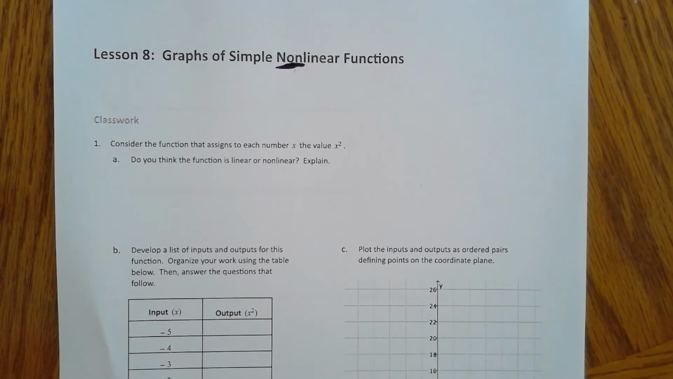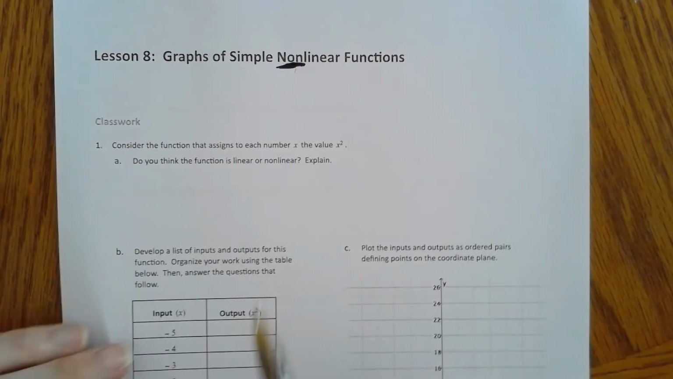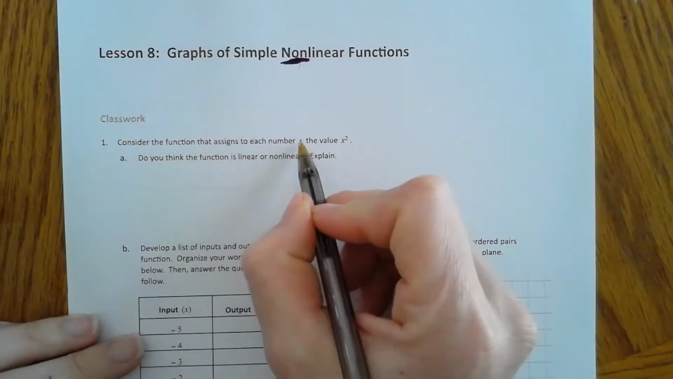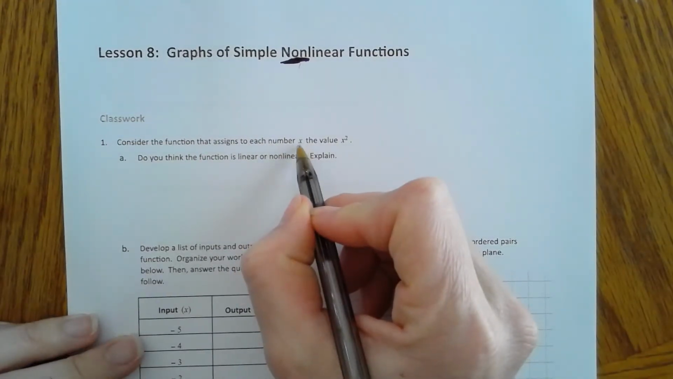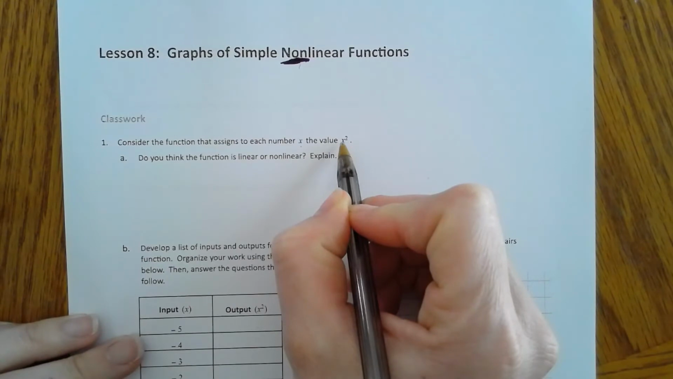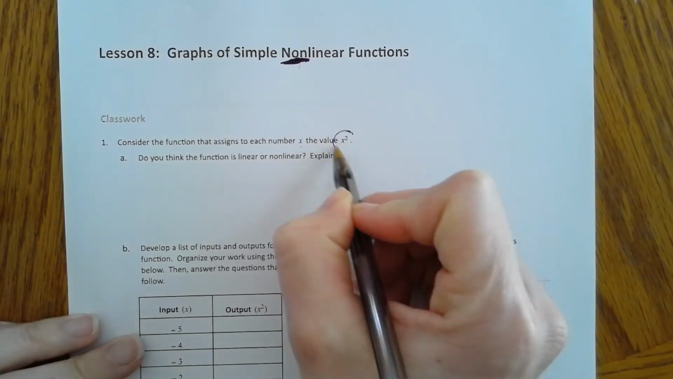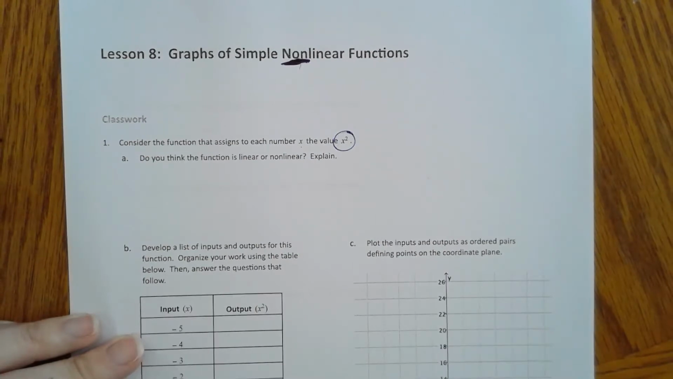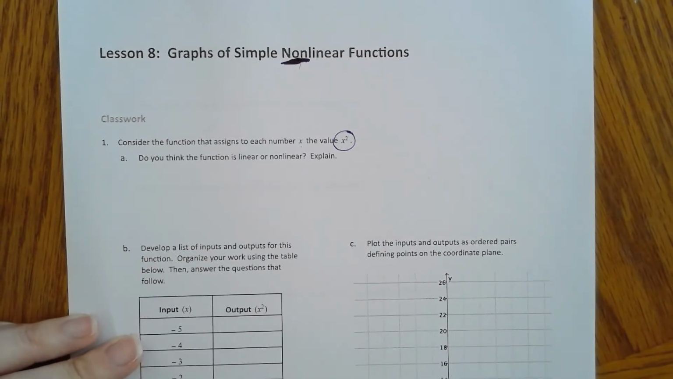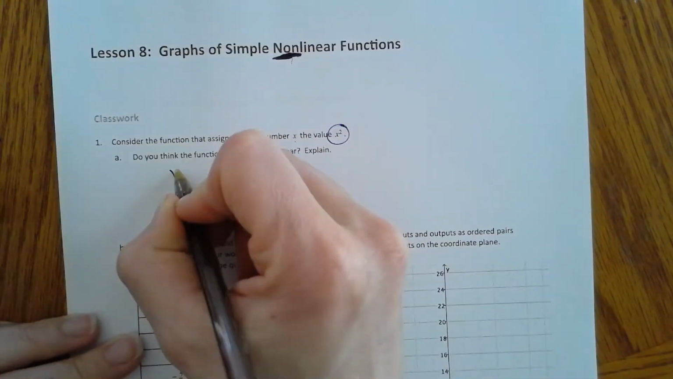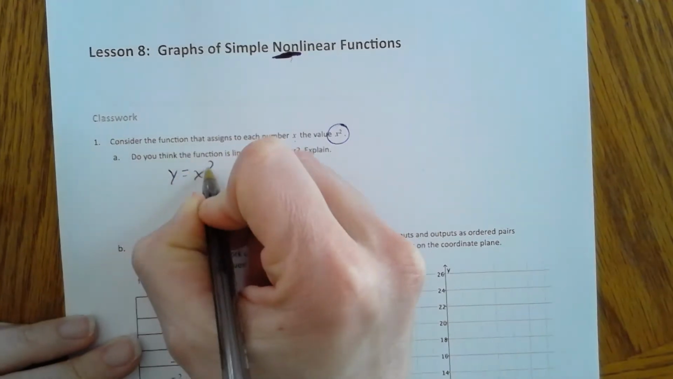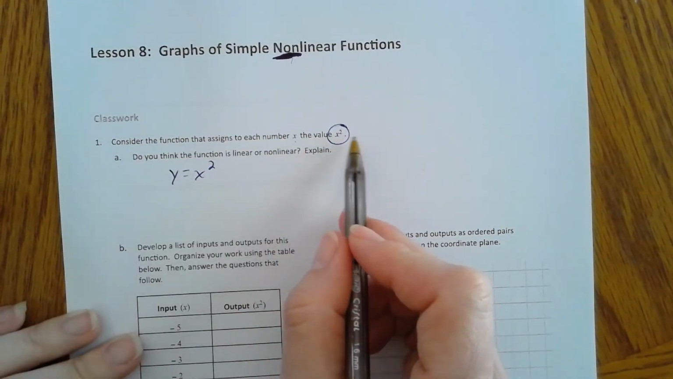The focus is on the fact that maybe their exponent isn't to the first power, and their graphs aren't going to be straight. So speaking of that, it says consider the function that is the value x squared. Do you think the function is linear or nonlinear? Well, if we're talking about something such as y equals x squared, we're taking the number x squared.